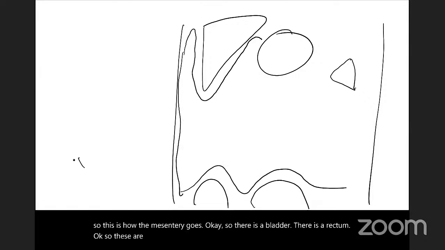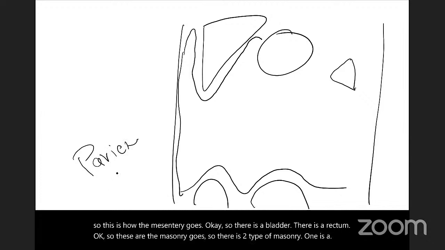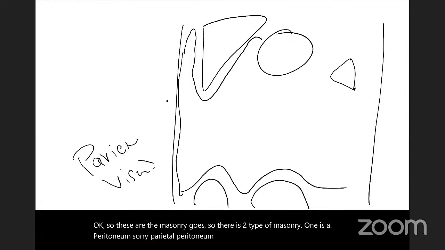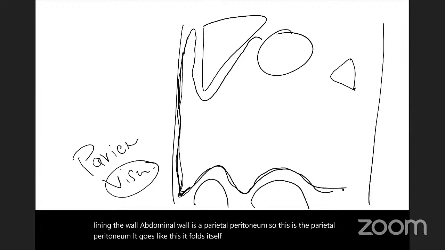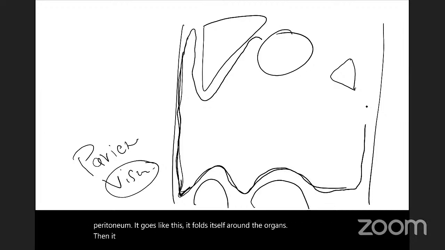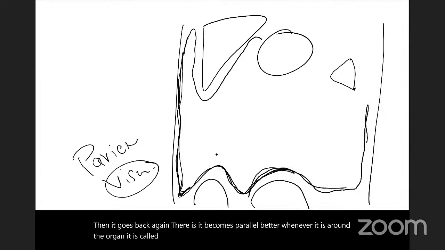There are two types of peritoneum: parietal peritoneum and visceral peritoneum. Whatever is lining the abdominal wall is the parietal peritoneum. It goes like this and folds itself around the organs, then goes back again and becomes parietal peritoneum. Whenever it is around the organ, it is called visceral. It's the same peritoneum continuing everywhere.